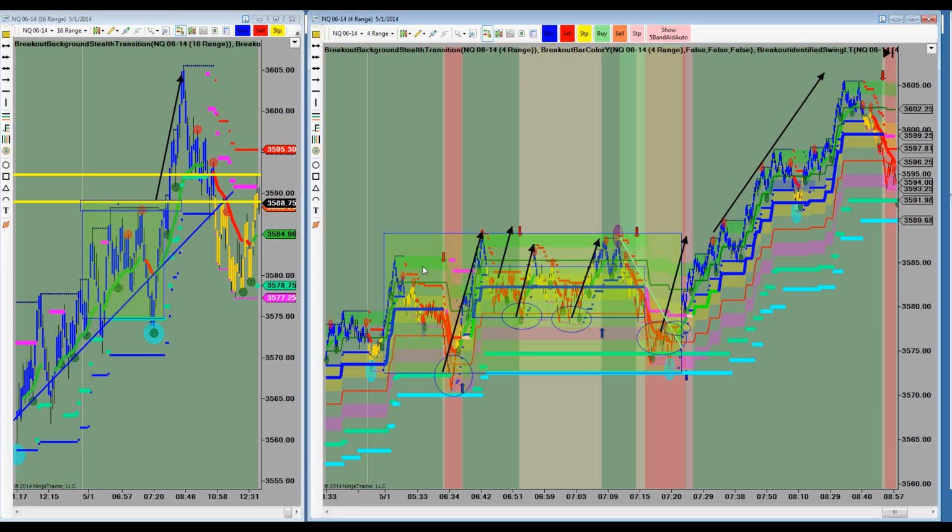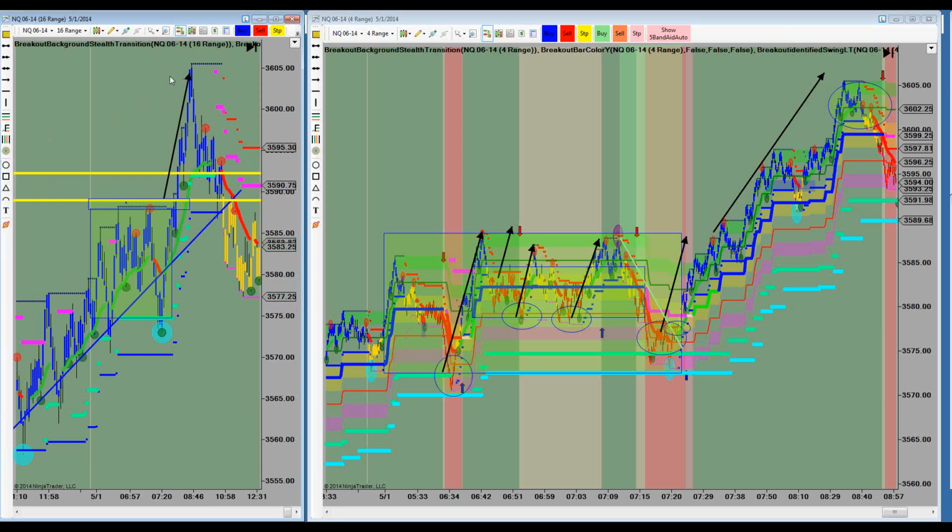Now, let me ask you a question. I'm going to advance this chart. We all see how we traded up until about 8:45, 9 o'clock, right over in here, where we get this peak. The peaks correspond. Here on the 4 range, the peak looks like this. On the 16, the peak looked like this. There's a peak up here.